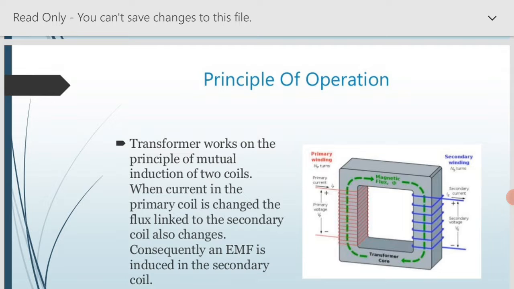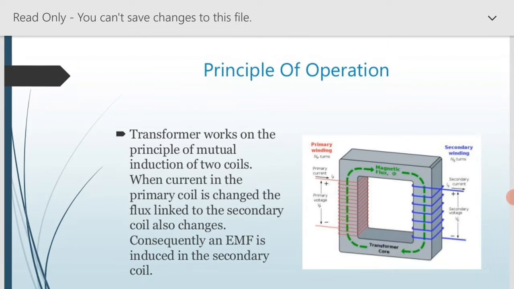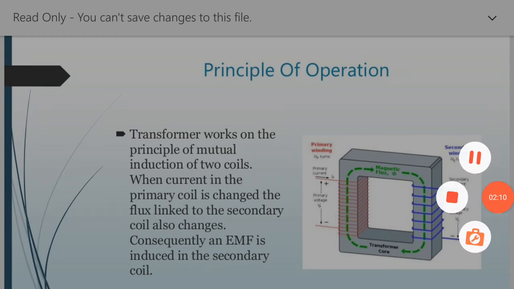The transformer also has a secondary winding. The secondary voltage Vs appears across the secondary winding. The secondary current is induced in the secondary winding. The secondary winding is denoted as N2.